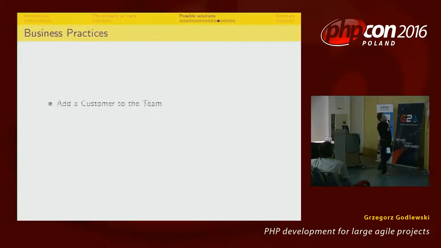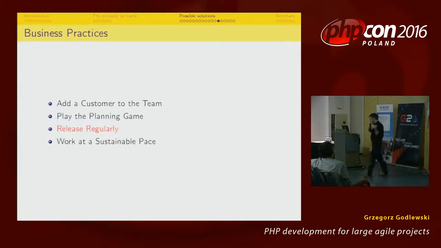So the last part, business practices. I'm just pointing them out, and I only marked the red one because this one is really important for the developers, except for work at a sustainable pace. Release regularly, which means every week, every 2 weeks, perhaps every couple of days. Why? Because, for example, if you have database migrations or data migrations and you release frequently, you make those migrations frequently. So there's no big migration session where deployment takes 2 weeks and the migrations take 8 hours, because you've already done that multiple times along the road.